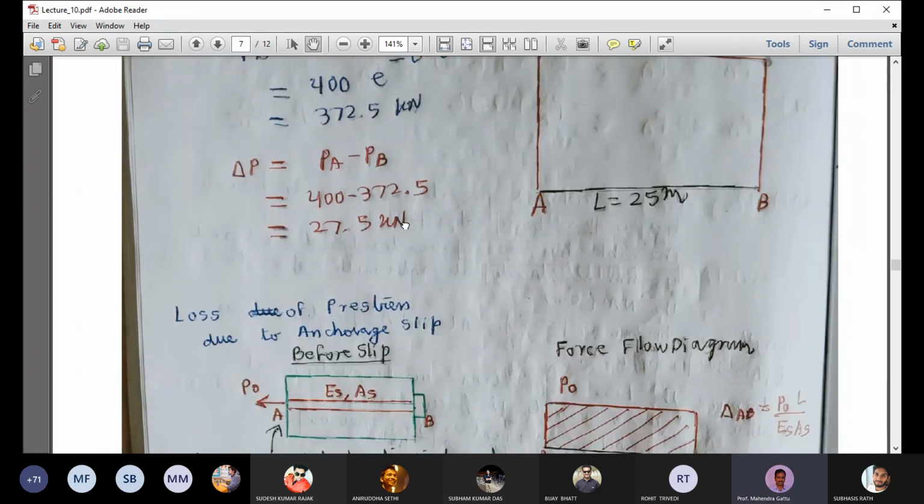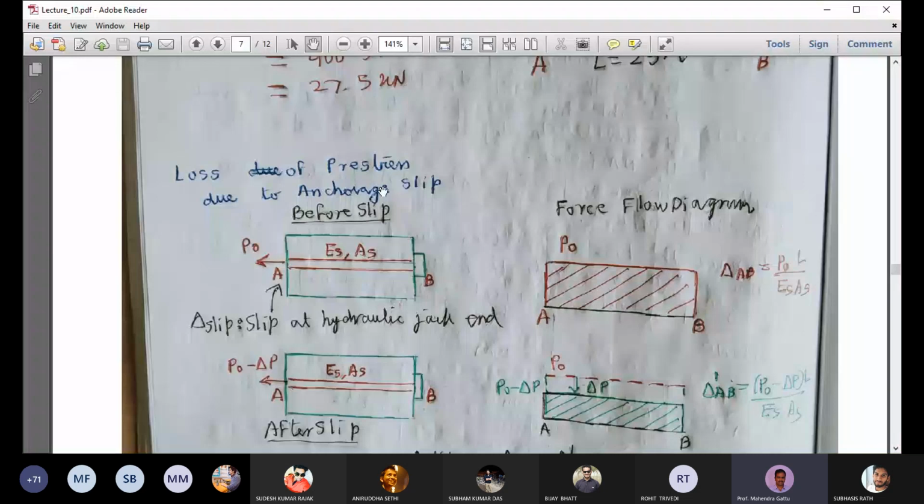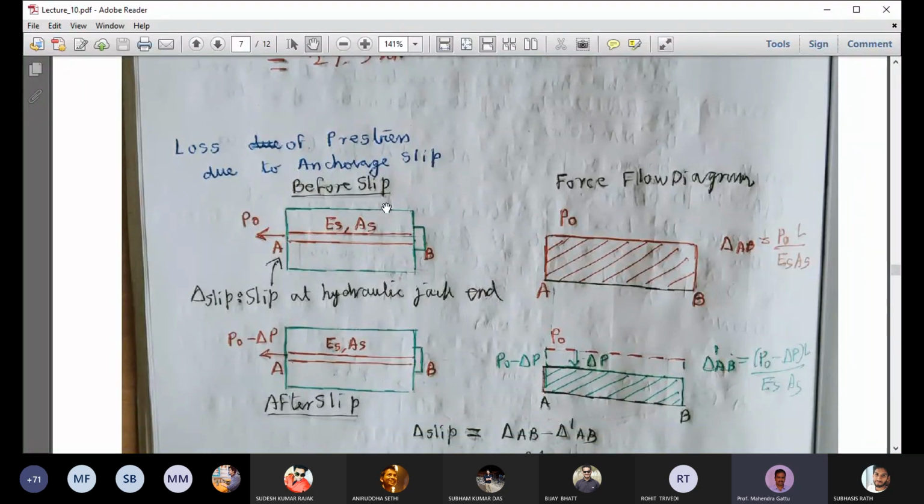So we'll go to the next part, which is loss of pre-stress due to anchorage slip. Okay, I will take a small break and come back.